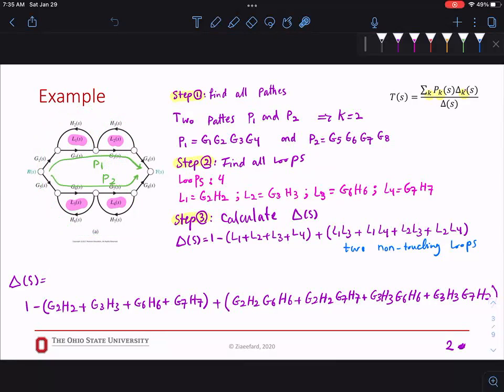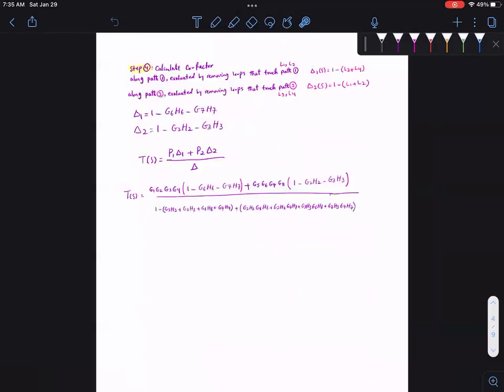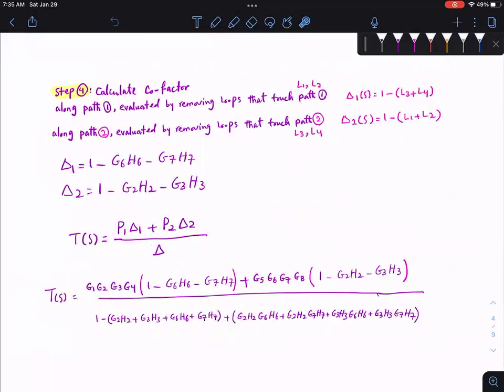So if you want to expand it, you just plug in the value, the gains, and here you have that big determinant. Now here, the next thing you have to find is our cofactor. Now to find cofactor, you will have to find for each path. So you have to find the cofactor for each path.